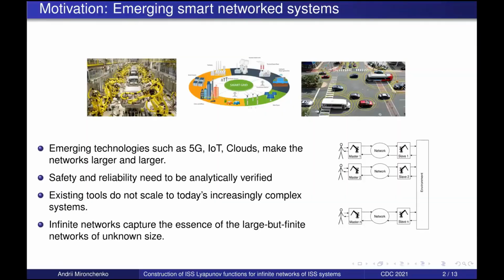We live in the world of networks. We're surrounded by manufacturing networks, electrical grids, transportation and social networks, and emerging technologies like 5G, Internet of Things, or cloud computing make the size of such networks larger and larger. The safety and reliability of such networks need to be analytically verified, but existing tools do not always scale to the complexity of such systems. At the same time, infinite networks capture the essence of large but finite networks of unknown size, and hence it is of virtue to study the stability of such infinite over-approximations.